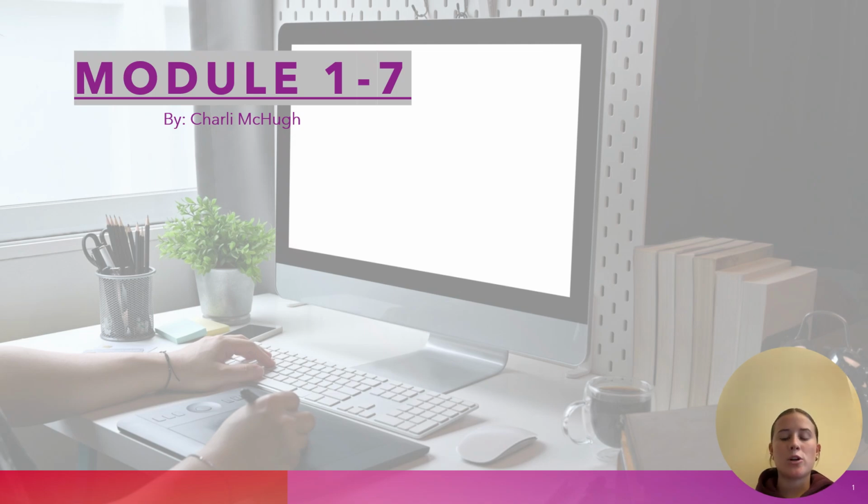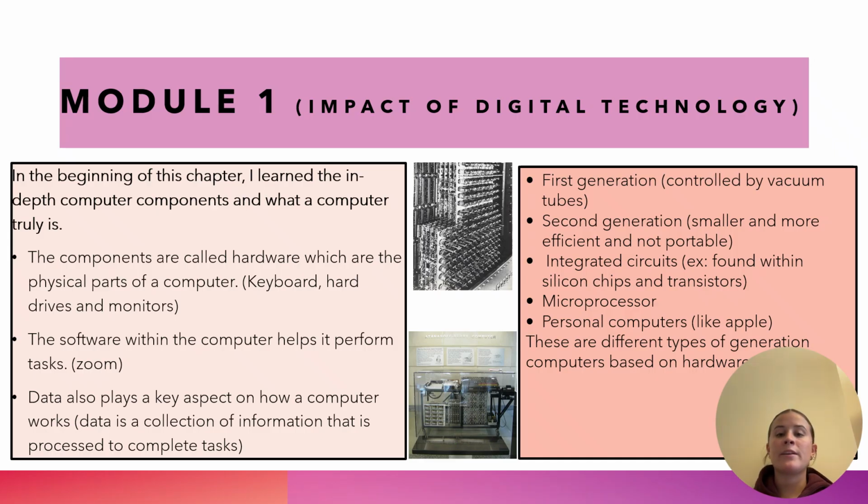This video is about modules 1 through 7 in the book Technology for Success, Computer Concepts, 2nd edition. Module 1 talks about the impact of digital technology. In the beginning of this chapter, I learned the in-depth computer components and what a computer truly is.